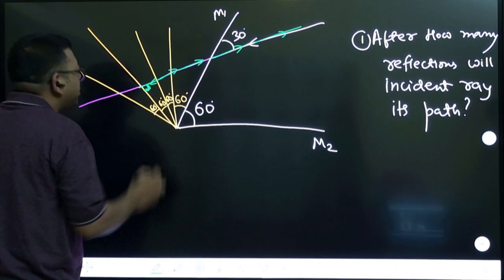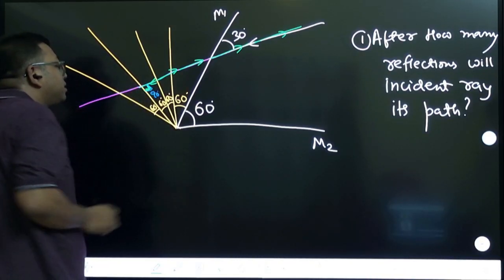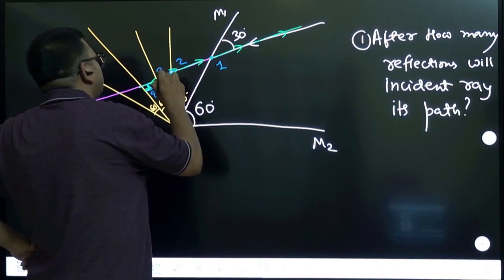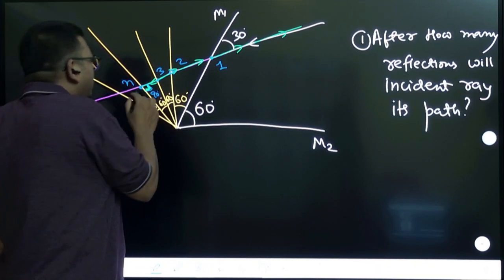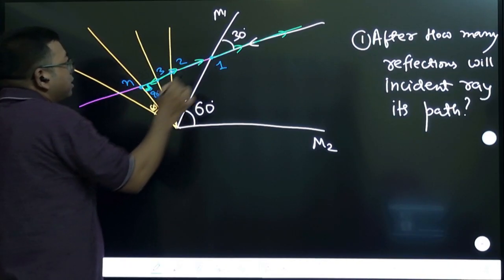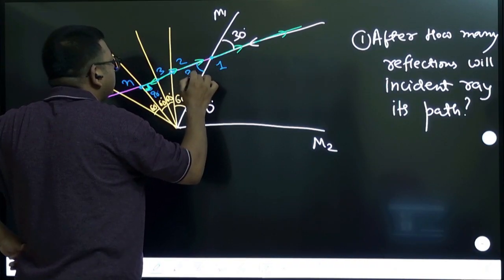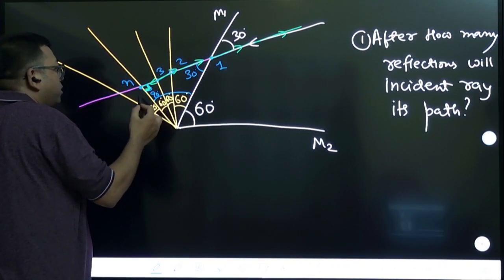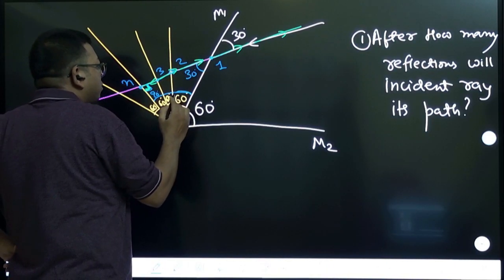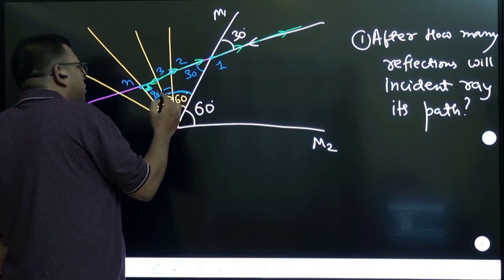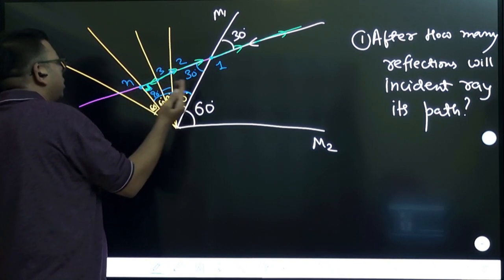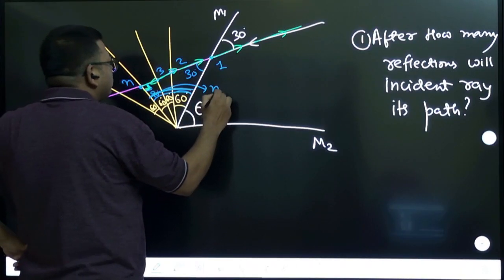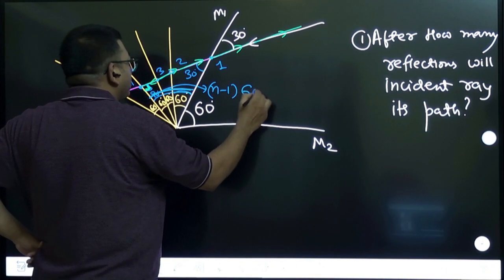Suppose this particular angle is 90 degree, starting from this point as 1, 2, 3, let us say this is n. Here the angle has become 90 degree, and remember this is 30 degree. And how many angles will there be in total? From 1 to 2, that is 1 theta, 2 to 3 that is 2 theta. So 1 to n, that will be n minus 1 theta. So this angle is going to be n minus 1 theta. Theta means 60 degree here.